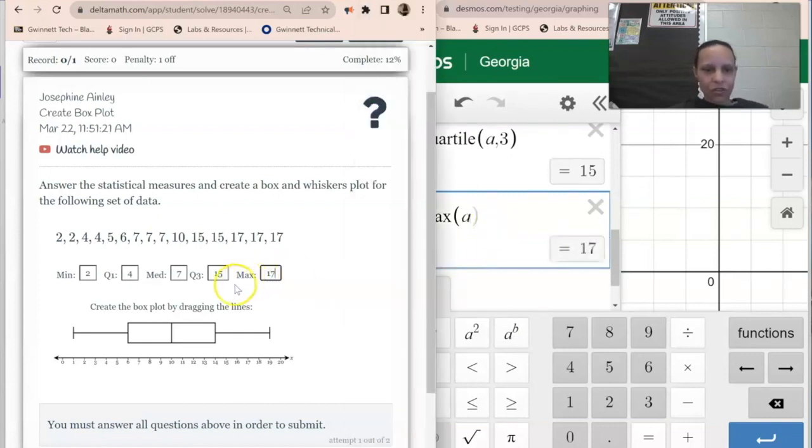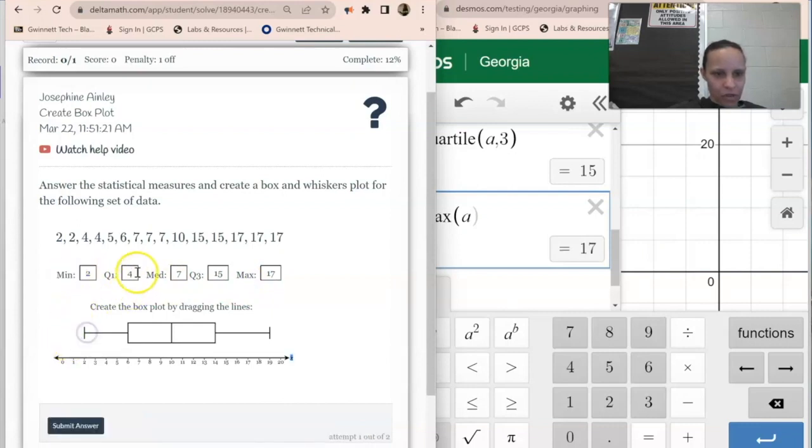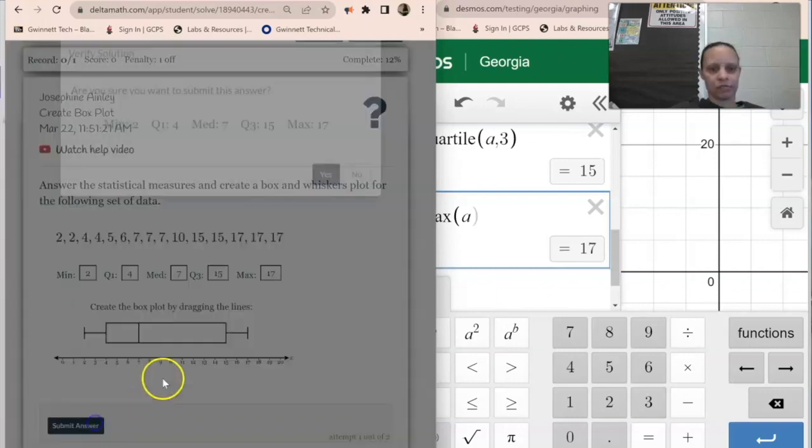Once I have that to create the box plot, you just drag it to that. So the minimum that this can be in is 2. So drag this to 2. First quartile to 4. Median to 7. So just dragging it. 15 on quartile 3. And maximum is 17. So this is what the box plot looks like.